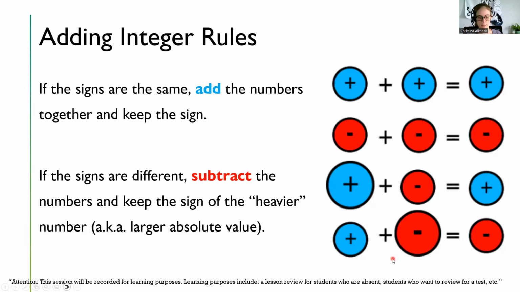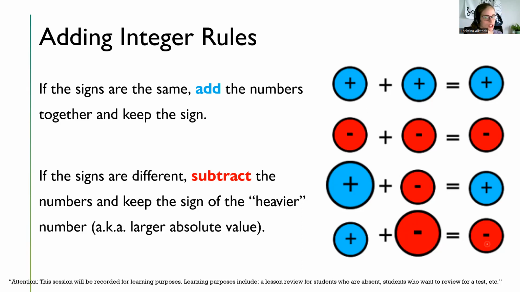And then if the reverse happened, this bottom picture here, we have two numbers that we're adding together, but this time the negative number is the larger absolute value. That's the heavier value. When their signs are different, subtract in your mind, and then you keep the sign of the heavier number. So in this case, the negative number was heavier, so your answer would be negative.